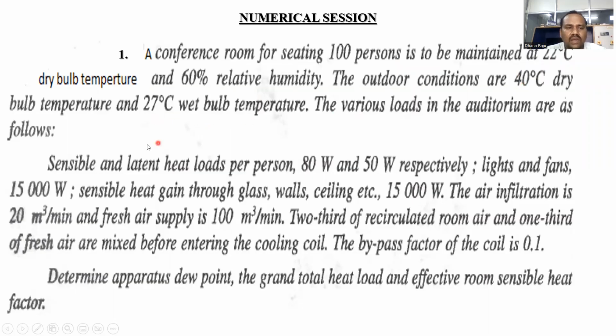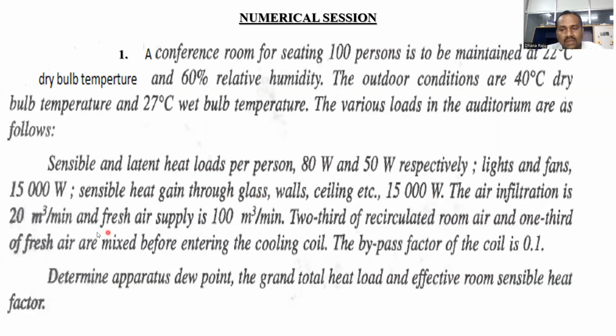So various loads on the auditorium are given. Sensible and latent heat load per person is 80 watts and 50 watts. So the sensible heat load is 80 watts per person, and for 100 persons, total sensible heat is 80 into 100, which is 8,000 watts. Similarly, latent heat is 50 watts per person, so 100 into 50 is 5,000 watts. Lights and fans 1500 watts. Sensible heat gain through glass wall and ceiling 1500 watts.